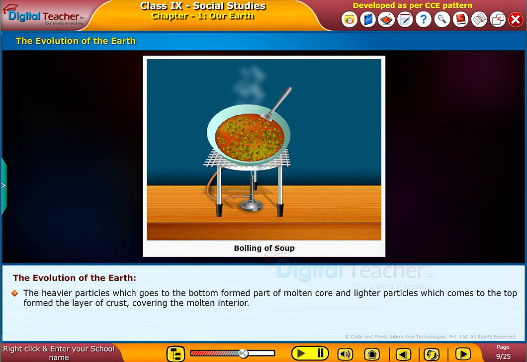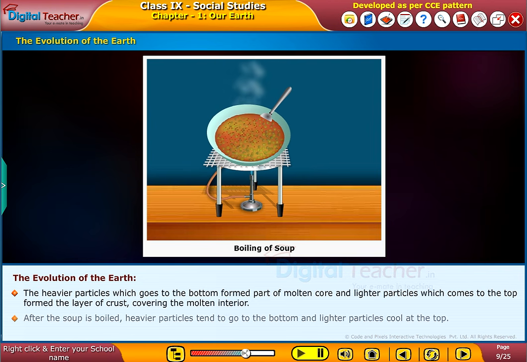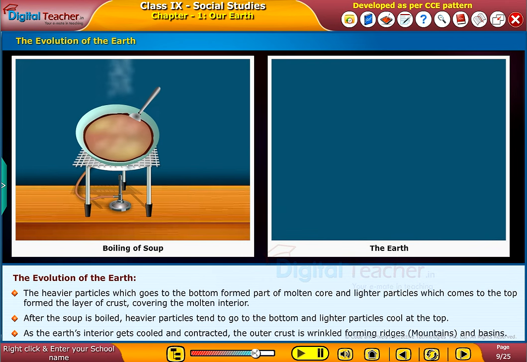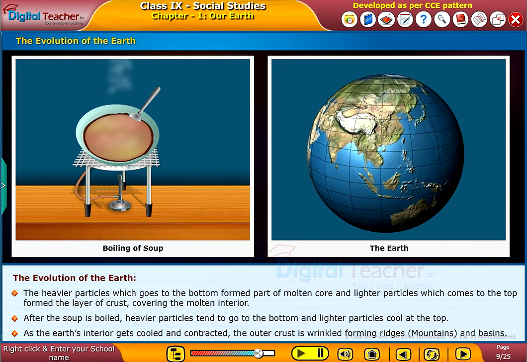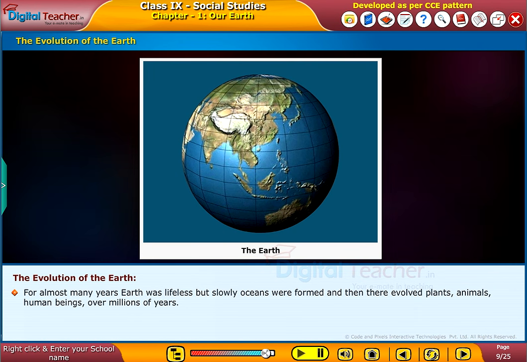For example, boiled soup. After the soup is boiled, heavier particles tend to go to the bottom and lighter particles cool at the top. As the Earth's interior gets cooled and contracted, the outer crust is wrinkled, forming ridges or mountains and basins. For almost many years, Earth was lifeless, but slowly oceans were formed and then there evolved plants, animals, human beings over millions of years.